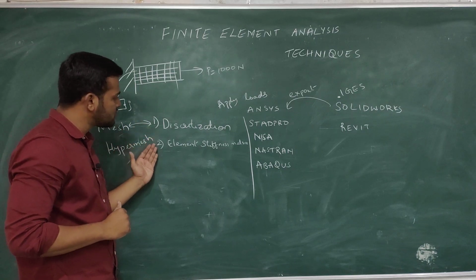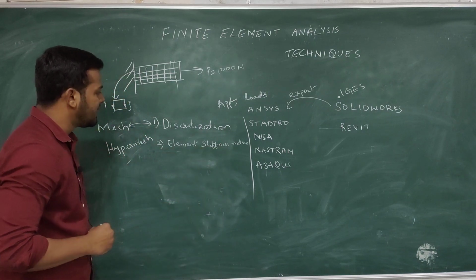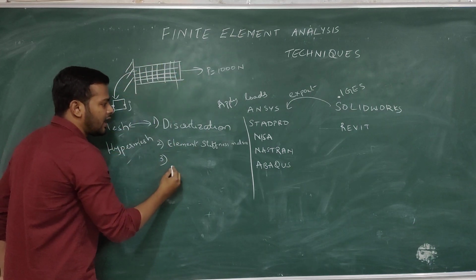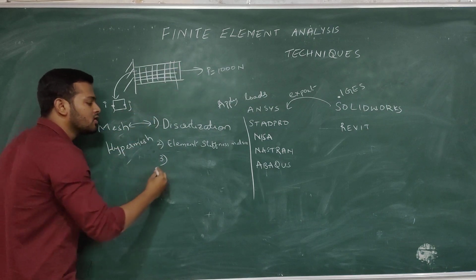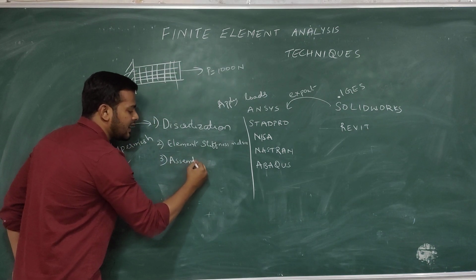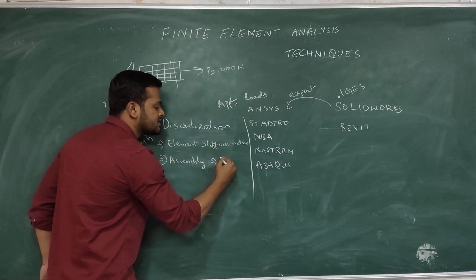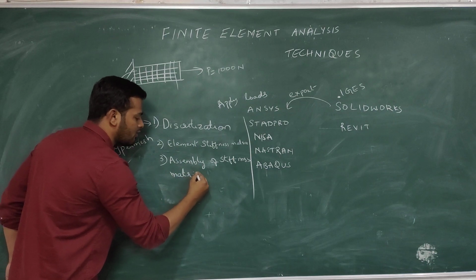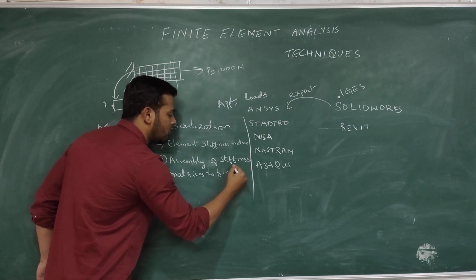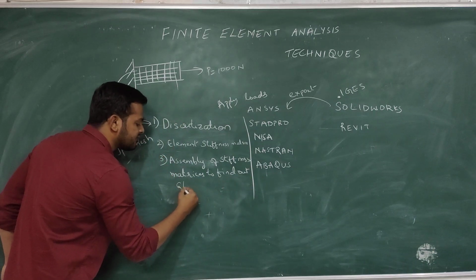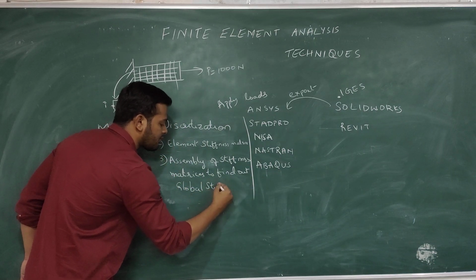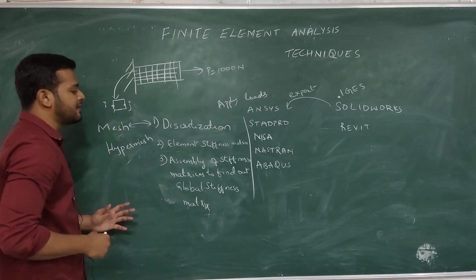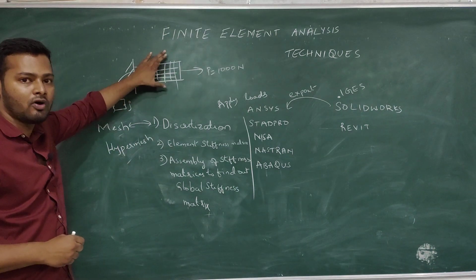So the second step is to find out the element stiffness matrices. Next, I will assemble all those elements and find out the stiffness of this complete model. So the next step is assembly of stiffness matrices to find out the global stiffness matrix. The global stiffness matrix will give us the stiffness of this complete model.